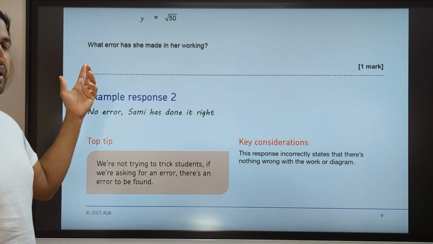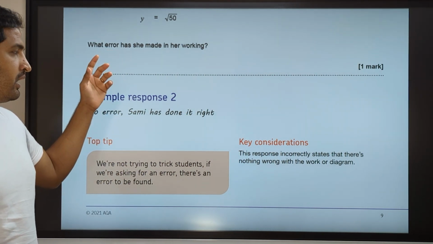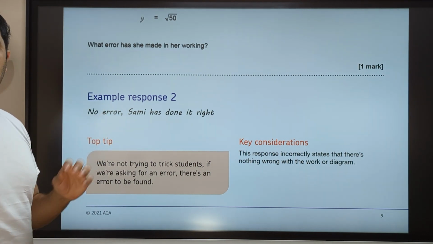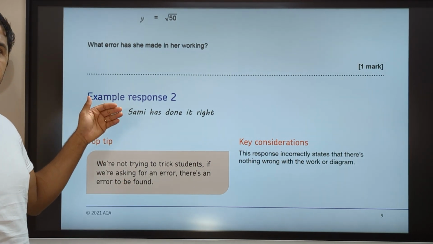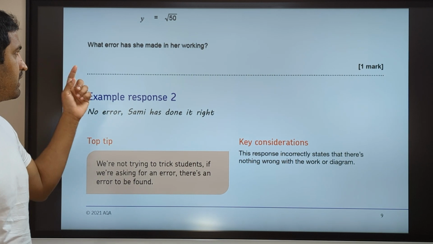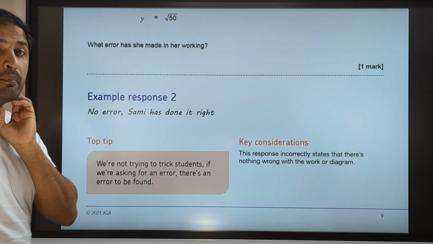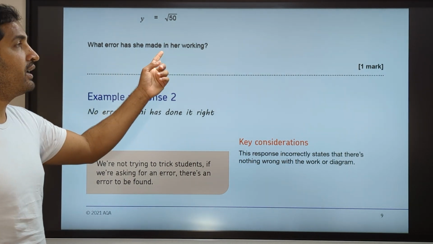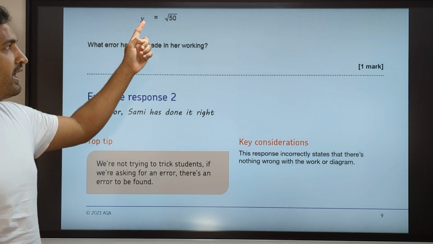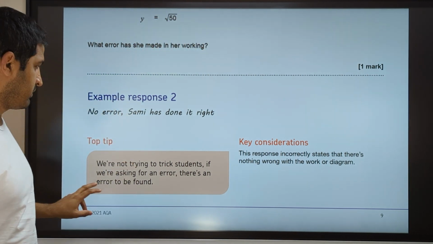They wouldn't just put the question here for you to say, yeah, Tommy's done it right. It's not wrong. You have to find a mistake. They wouldn't just ask you the question and say what mistake, what errors he made in the working out. To find that error, you need to answer that question.